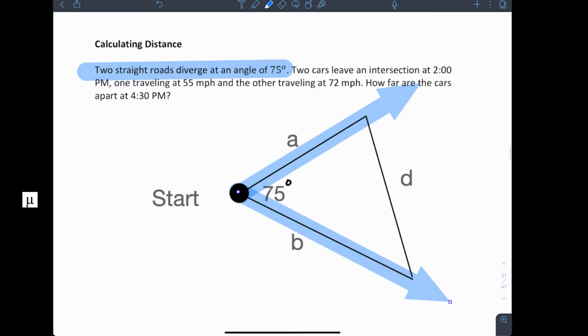Here's two straight roads. What's the angle? Angle is 75 degrees. So when they say that, they diverge. That means they're straight lines that are not parallel, they're diverging, going away from each other. Okay? So I just want to let you guys know the language associated with the picture. Because that's an important thing, don't you guys think?